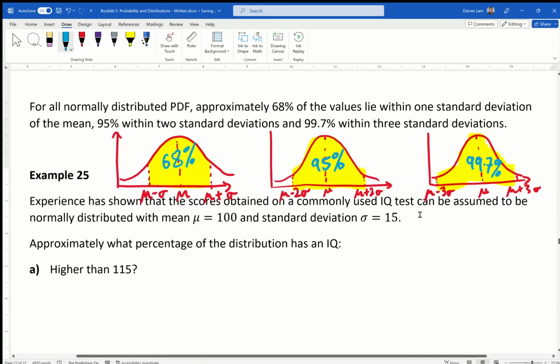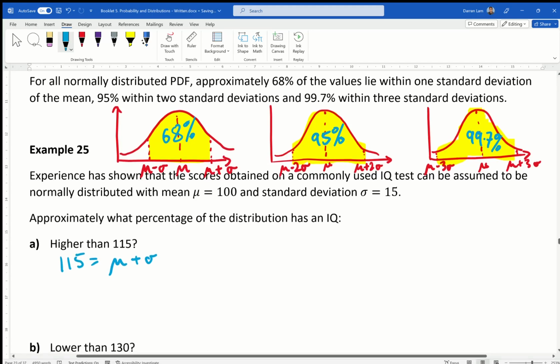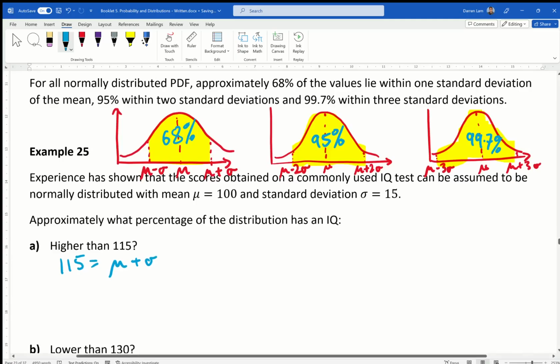Experience has shown that the scores obtained on a commonly used IQ test can be assumed to be normally distributed with a mean of 100 and a standard deviation of 15. Approximately what percentage of the distribution has an IQ of higher than 115? Well, 115 I know is equal to my mu plus sigma, my mean plus 1 standard deviation. So in other words, they're looking for what percentage has x greater than mu plus sigma.